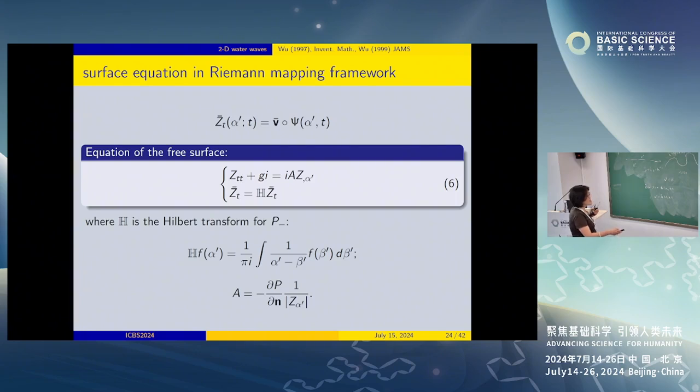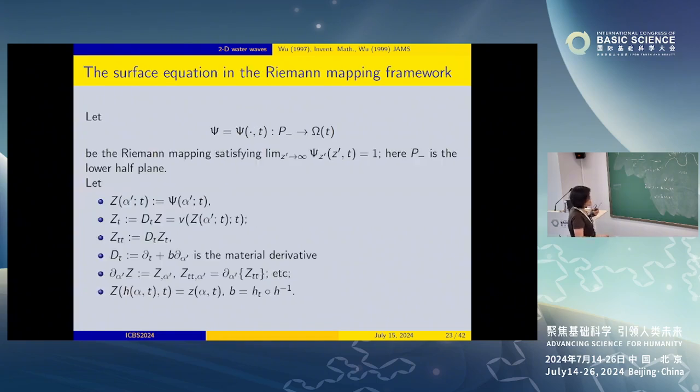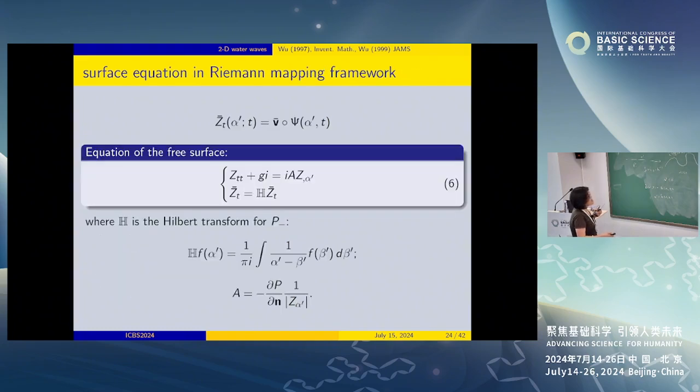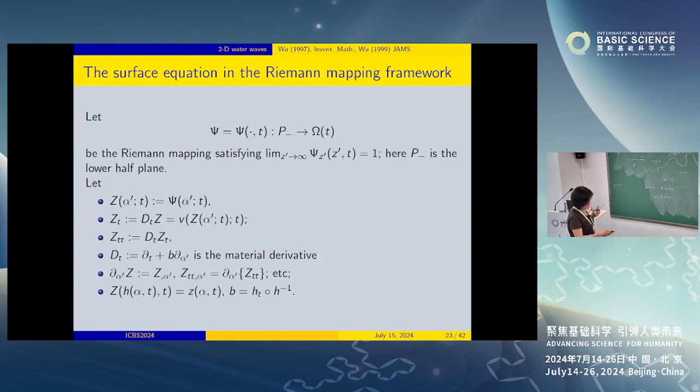But the price is that now there's a change of variable here. So we have to figure out everything in between. So this b, for example, it's taking derivative in t itself, you don't get the material derivative, and there's a shift here. So you have to compute b. And for this, we have already done it, and this A is just a change of notation. You can trace back notation, it's just negative dp/dn times 1 over the length of capital Z_alpha. So this capital Z is the Riemann mapping variable boundary.